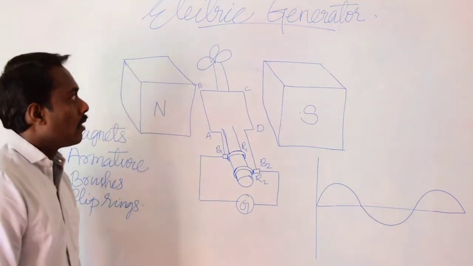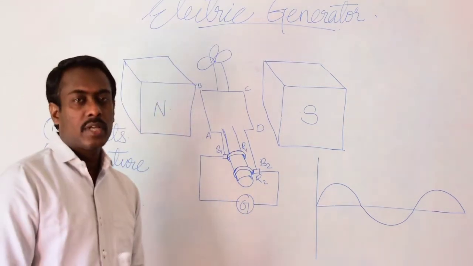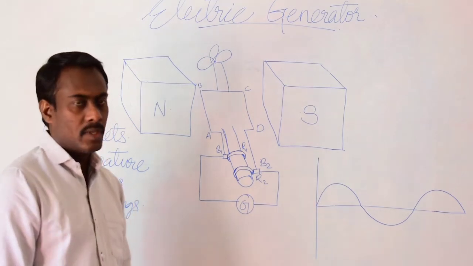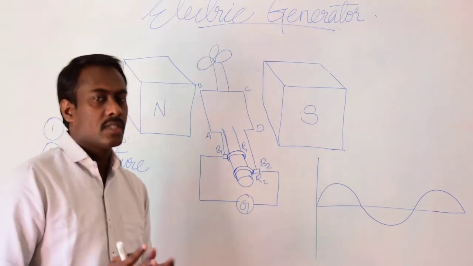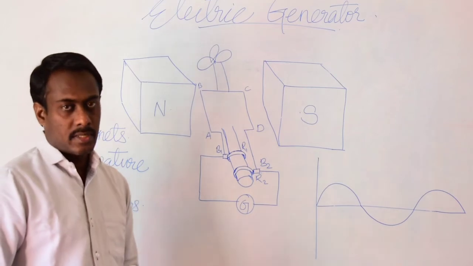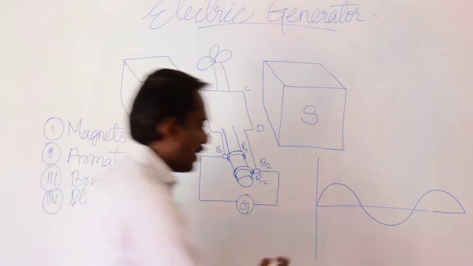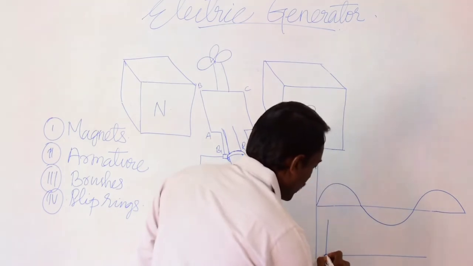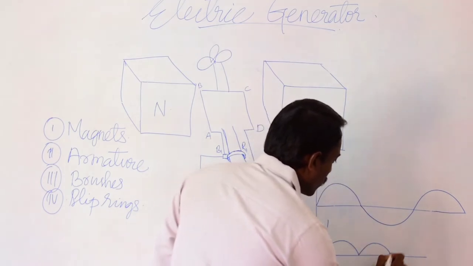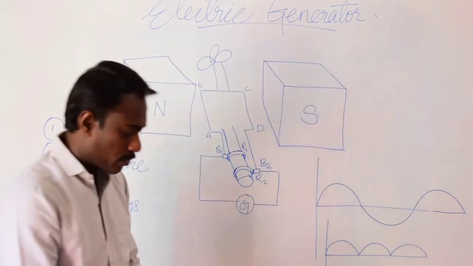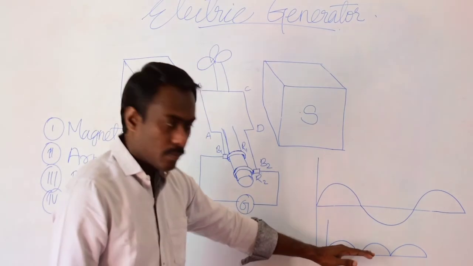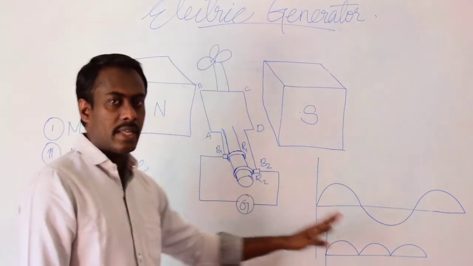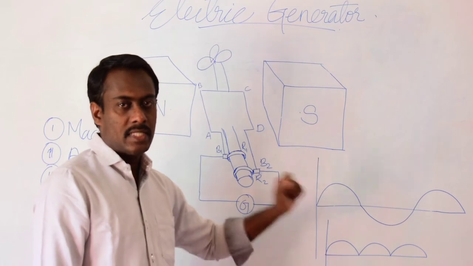And also, electric generators are of two types: AC generator and DC generator. A DC generator produces unidirectional current. That means the current produced by a DC generator is always in one phase only, like this. It always produces the current in the positive phase. That means this phase change does not take place in the case of a DC generator.